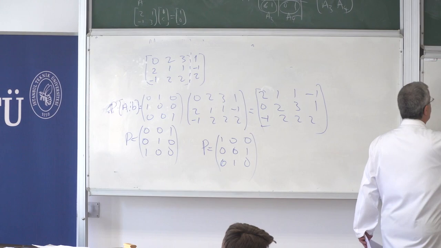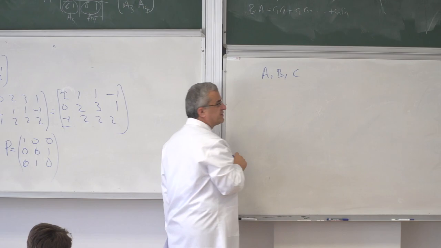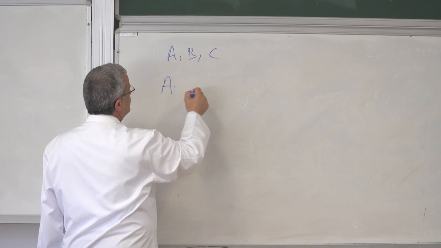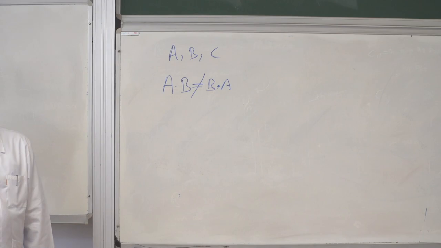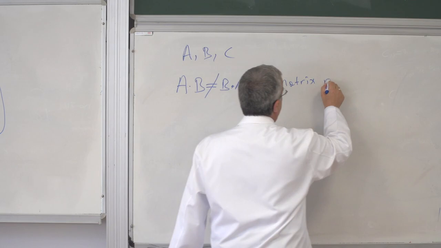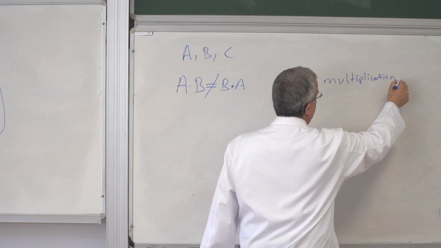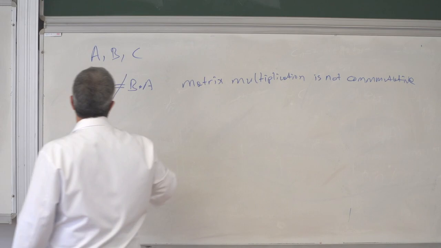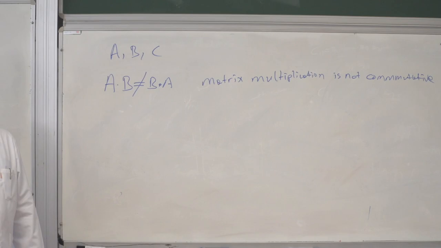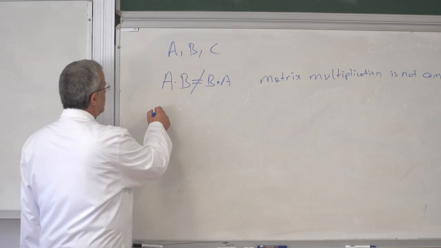So let's say you have A, B, C, three matrices. We already talked about that you don't have AB equal to BA. So you do not have this commutativity. Matrix multiplication is not commutative, meaning AB is not the same as BA. In numbers, of course, 5 times 10 is 50 and 10 times 5 is also 50, but here it's not. How about A times B times C?